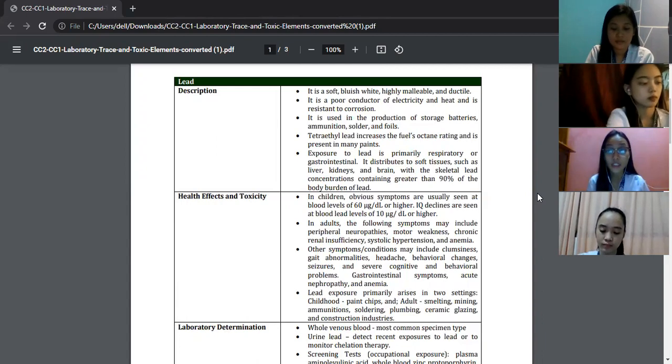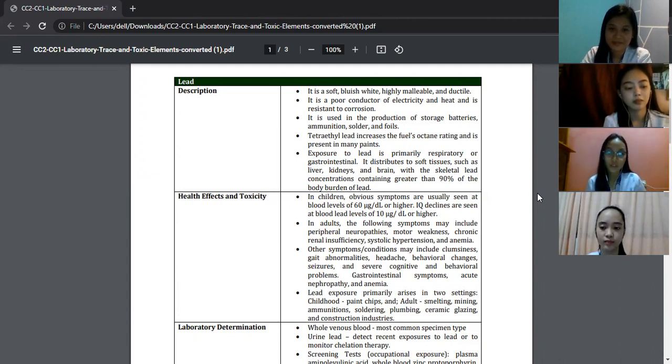The lead is used in the production of storage batteries, ammunition, solder, and foils. The tetraethyl lead, which was used for gasoline or petrol, increases the fuel octane rating and is present in many paints. The exposure to lead is primarily respiratory or gastrointestinal, and it also distributes to soft tissues such as liver, kidney, and brain, with the skeletal lead concentration containing greater than 90% of the body burden of lead.